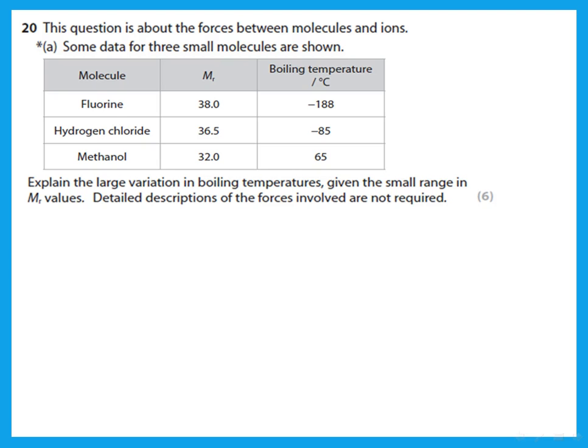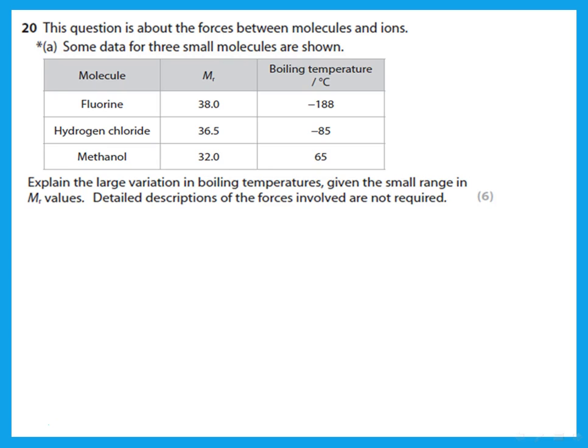This question is about the forces between molecules and ions. So he gives me information about fluorine molecule, hydrogen chloride molecule, methanol molecule. As you can see, the fluorine has very low boiling temperature, hydrogen chloride is higher, and methanol is higher. And he's saying, explain the large variation in boiling temperatures given the small range in Mr. All three of them have almost the same Mr, or very close to each other.